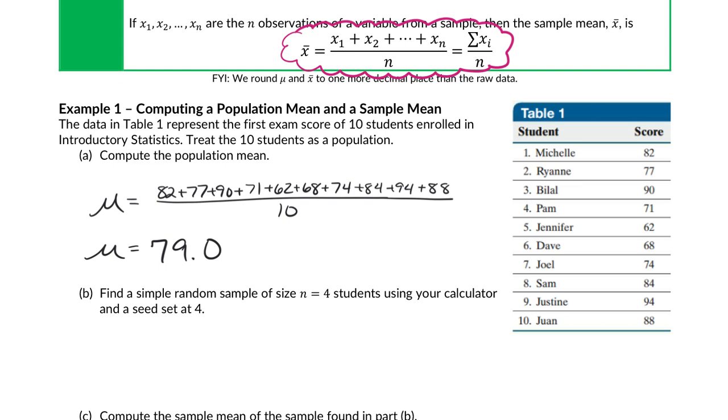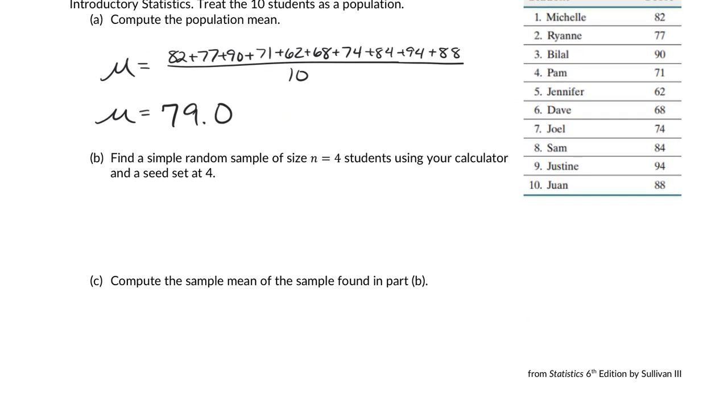Cool, great. So that is the average of the entire population. That is the arithmetic mean for the population. But now we want to find a simple random sample of size 4 students using our calculator and a seed set at 4. So let's review those steps. How do we set the seed?